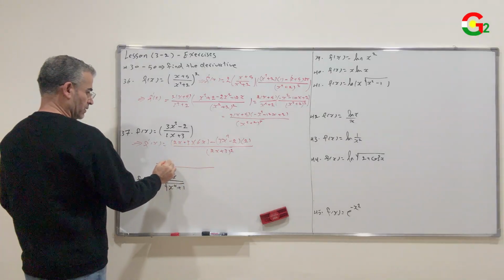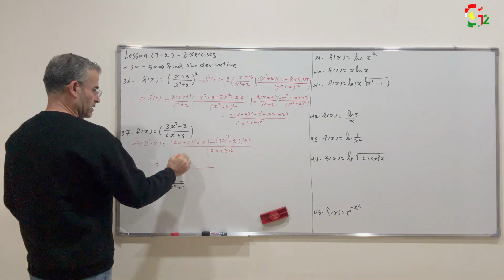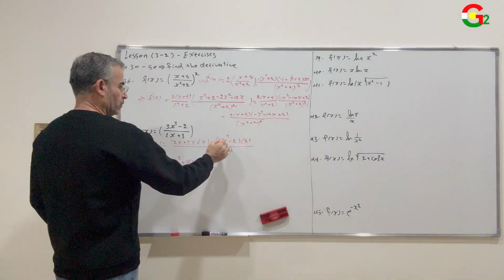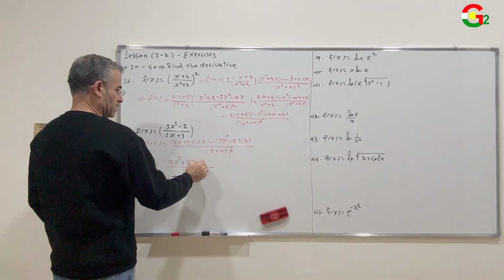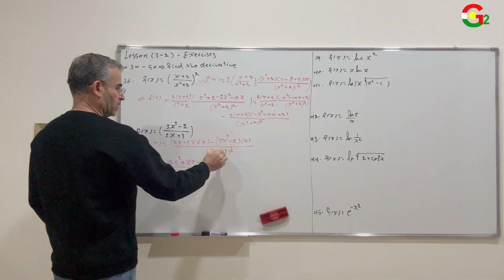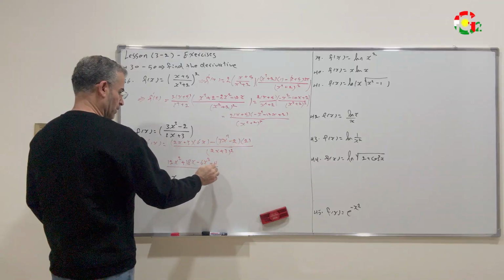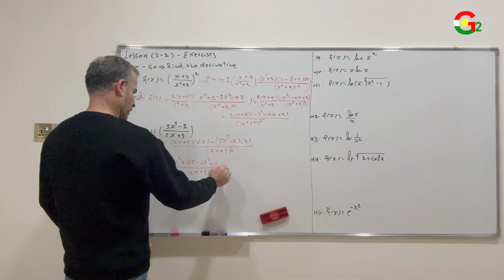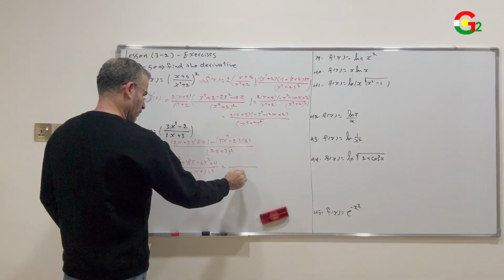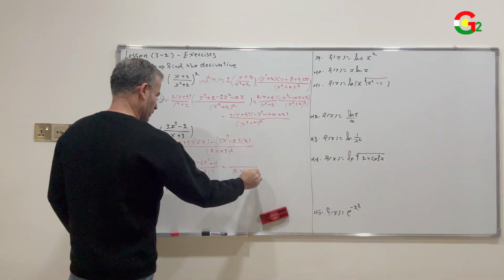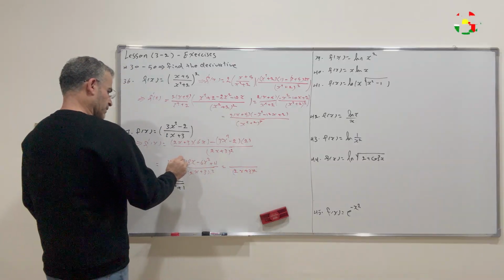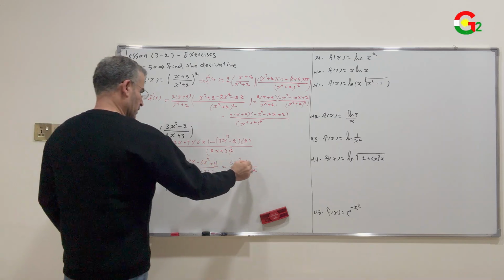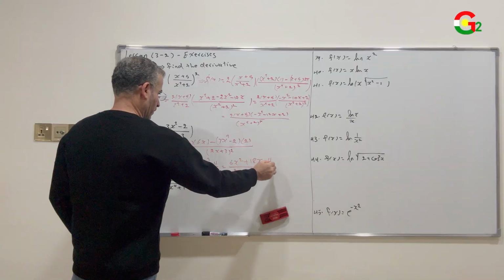6x times 2x, 12x squared, 6x times 3, 18x, 2 times 3x squared minus 6x squared, 2 times negative 2, negative 4 times negative, positive 4 over 2x plus 3 squared, equal to 2x plus 3 in the denominator square, 12x power 2 minus 6x power 2, 6x power 2 plus 18x plus 4.